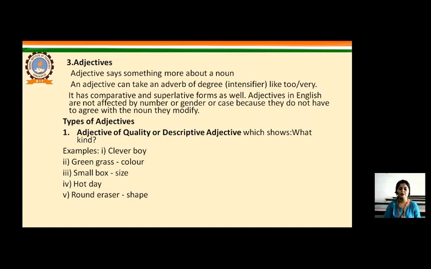Now that was all about pronouns. Now let us begin the third category of parts of speech, that is adjectives. Now what are adjectives? Adjectives say something more about a noun. Like if I'm telling you, I have a pen. So a pen is a noun. I'm telling you, okay, I have a pen.